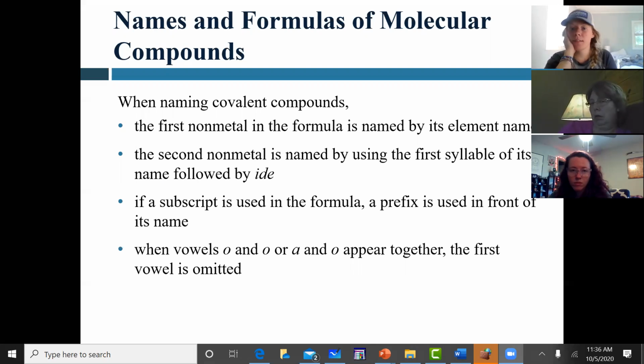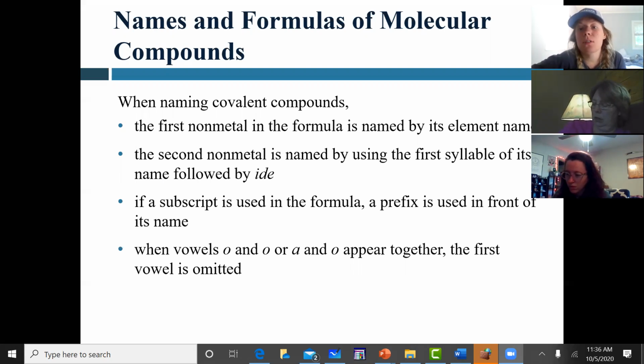So it's 2 nonmetals. Then what you want to do is you write the first nonmetal in the formula, and you say the full name. The second nonmetal is named by using the first syllable of its name followed by IDE. So we do IDE.